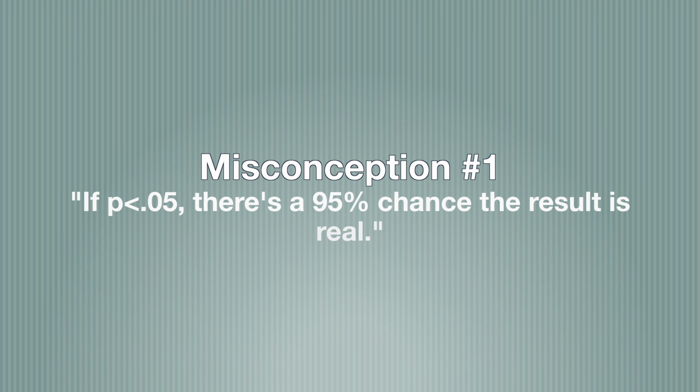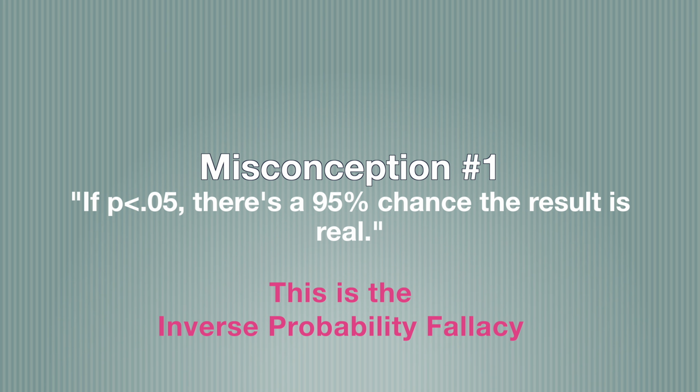Now, let's directly address the misconceptions, because these are common and they're important. Misconception number 1. If p is less than 0.05, there's a 95% chance the result is real. This is wrong. This is called the inverse probability fallacy. The p-value tells you the probability of the data given the null. It does not tell you the probability of the null given the data.